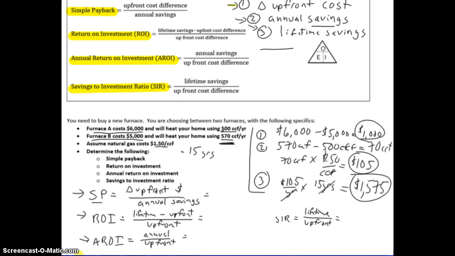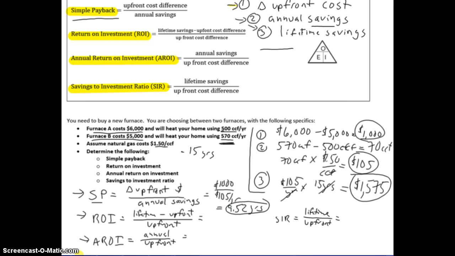Simple payback is also in the equations up here. It's simply the upfront cost difference divided by the annual savings. Our upfront cost difference here is $1,000. Our annual savings is $105 per year. So we'll round that to 9.52 years. Sorry about my writing there.